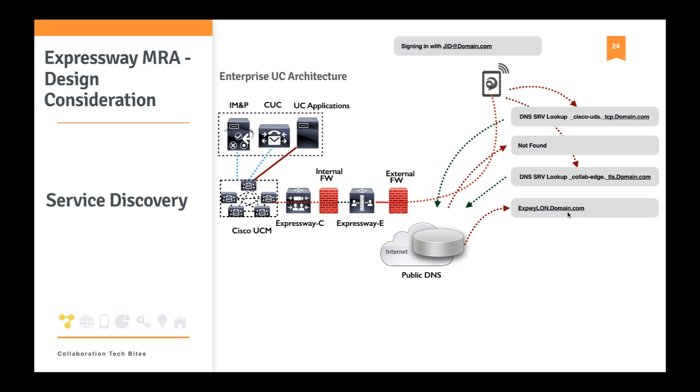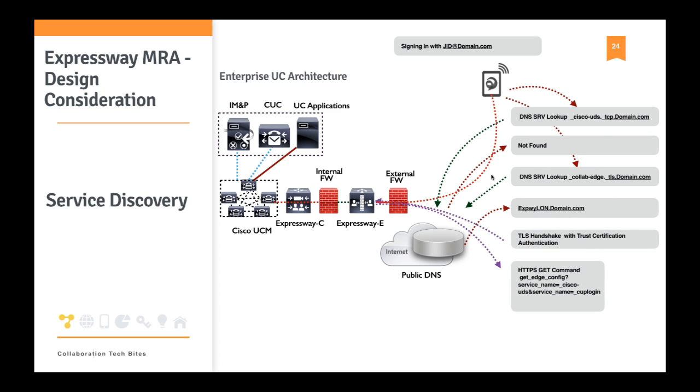Now I know what Expressway London is because I made another DNS query. This is the A record. What is the IP address? I know the IP address. Let me reach the public IP address corresponding to the DNS SRV lookup. So now Cisco Jabber will initiate a TLS communication, or TLS handshake, with trusted certificate authentication between the client and the Expressway E.